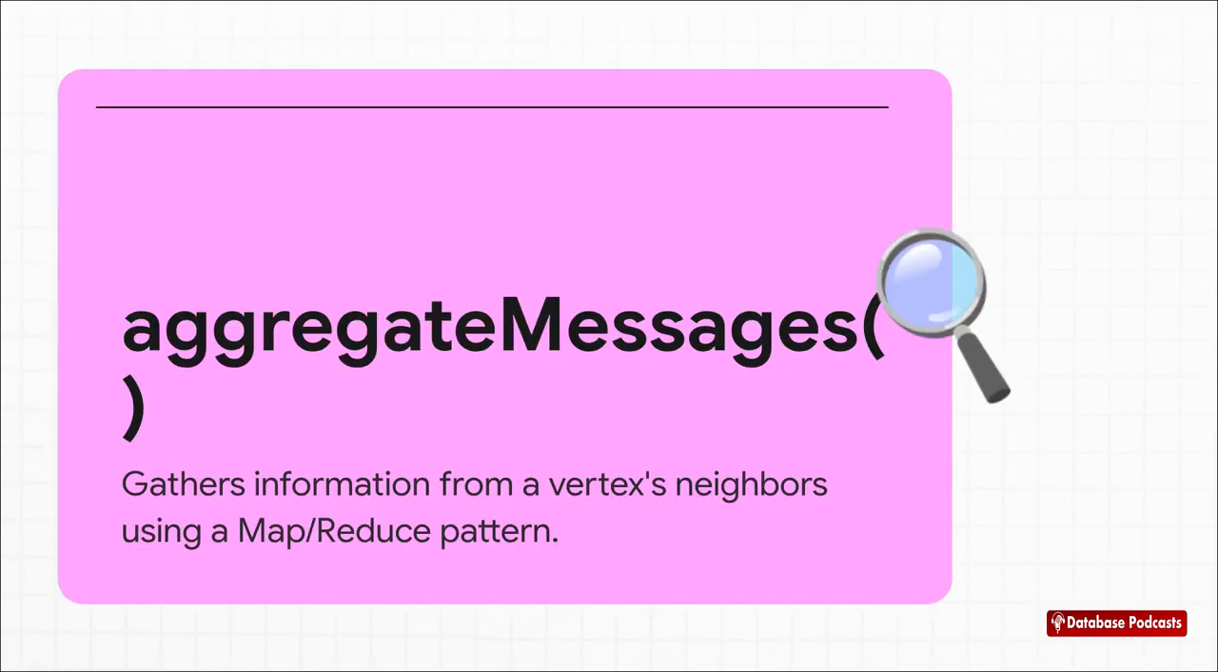The answer to that question is an absolute powerhouse of a function called aggregateMessages. This is the main tool in GraphX for doing that kind of reduce or group by style operation. And as you can probably guess from the name, it literally works by sending messages along the edges of the graph and then aggregating them at the vertices. It is the map reduce pattern, but built specifically for graphs.